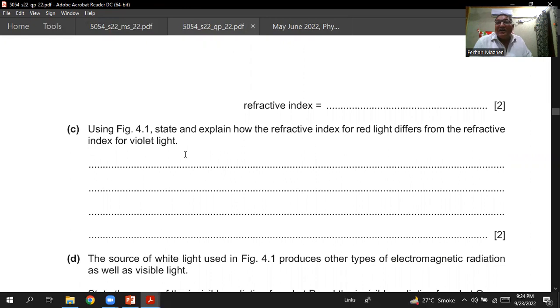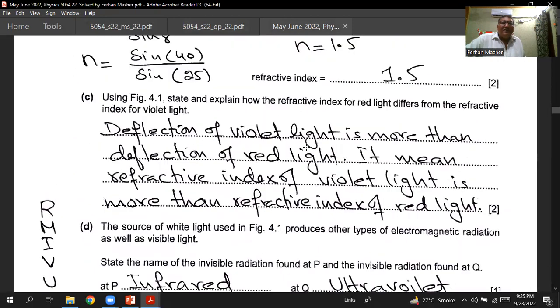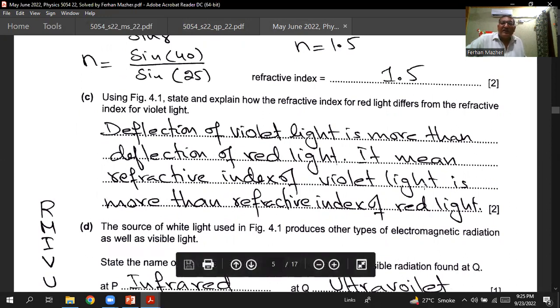So you will state that the refractive index of the red light is smaller as compared to the refractive index for the violet light. The reason is, how do I know that? Because the red has deflected less, it has bent less as compared to the violet light. So let me show you my answer. Deflection of the violet light is more than the deflection of the red light. It means the refractive index of the violet light is more than the refractive index of the red light.